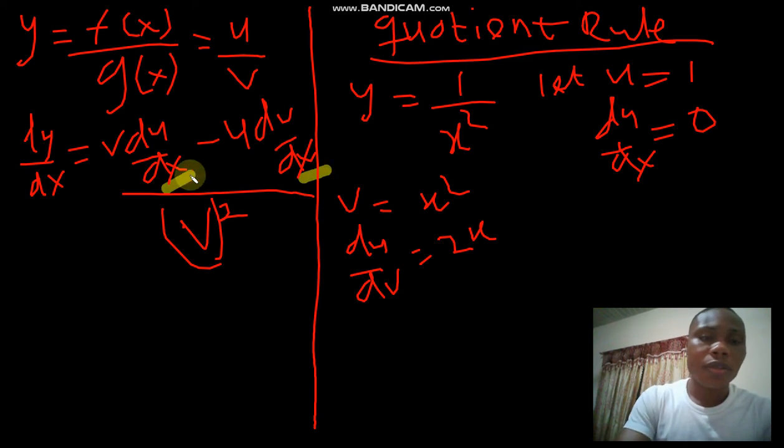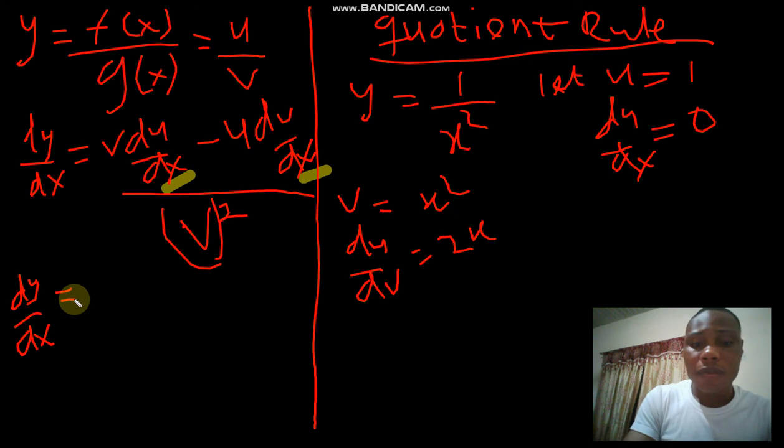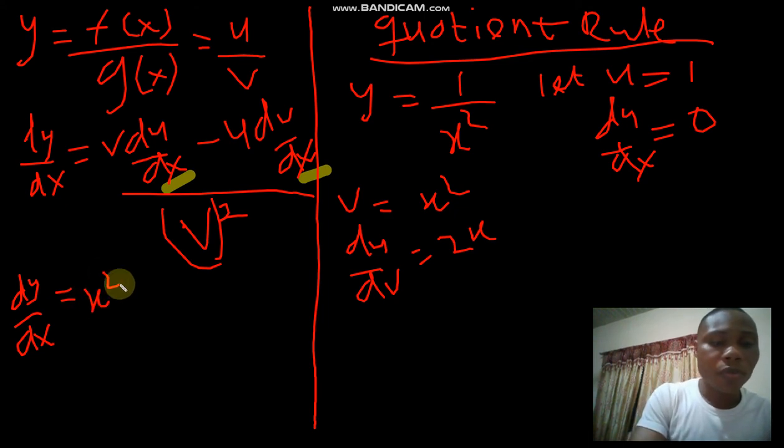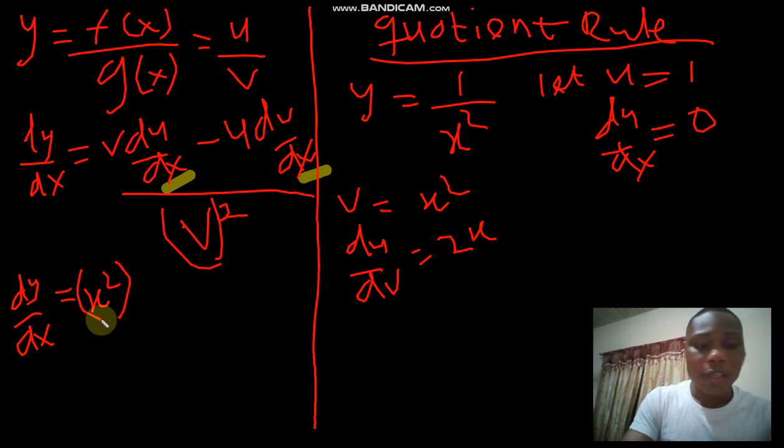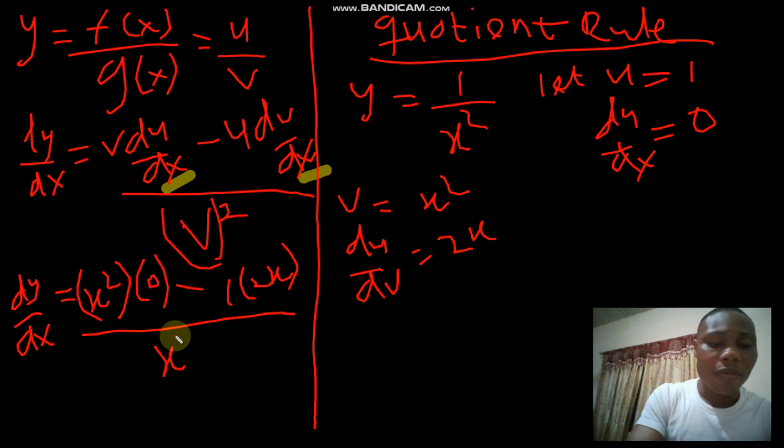We just go straight and substitute everything back into the equation. dy/dx will now be equal to v, our v is x squared, multiplying du/dx, which was 0, so everything there will be 0. Our u is 1, and our dv/dx is 2x, all divided by our v squared, all squared.